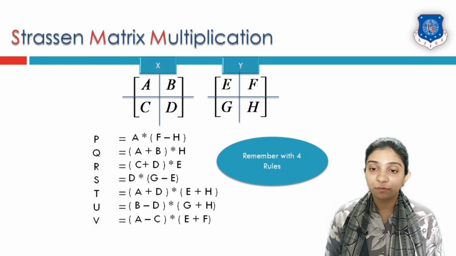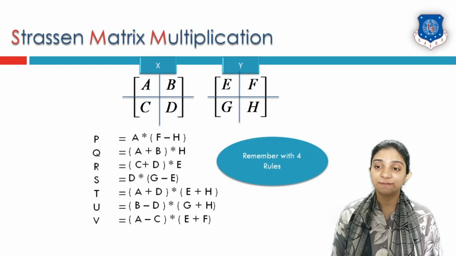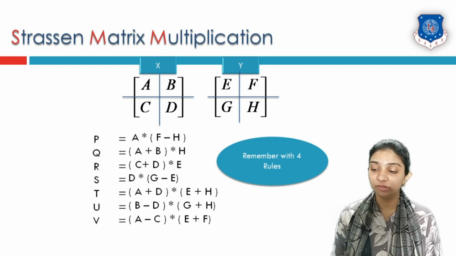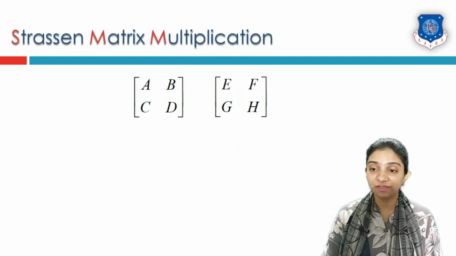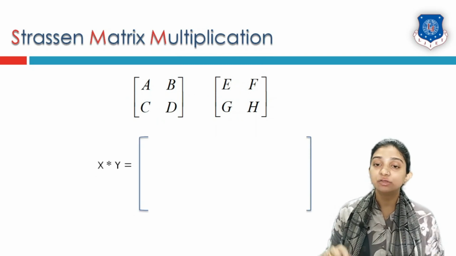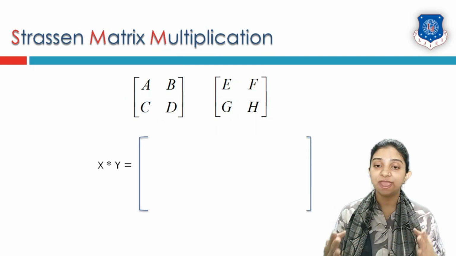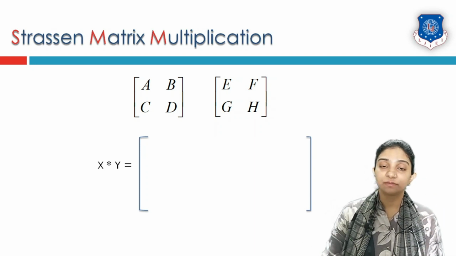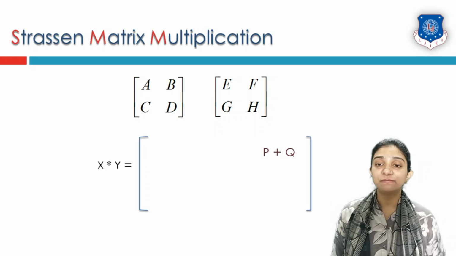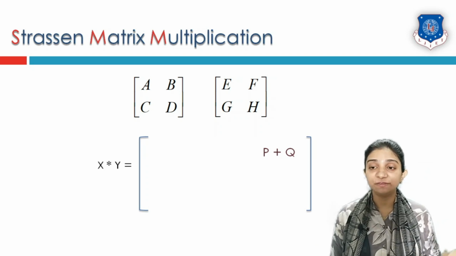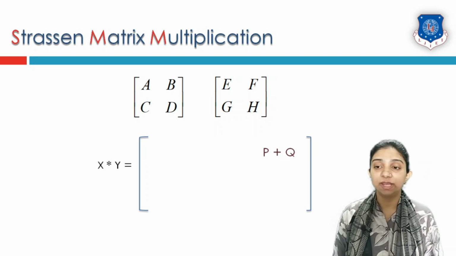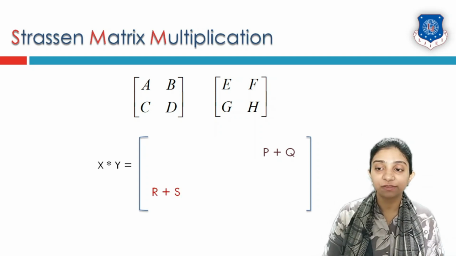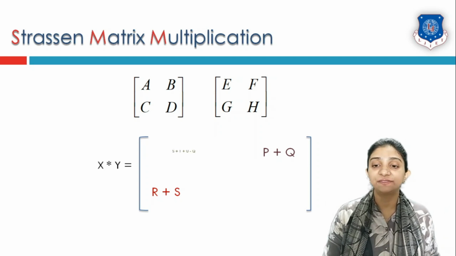This is the 7 formulas of Strassen's matrix multiplication which we have remembered with the help of only 4 rules. Now where is the final answer? Let us see that. To generate final answer, we have 7 components from P to V. So we will make first component as P plus Q as my diagonal element P plus Q. Then I'll write down R plus S. So P, Q, R, S is done.